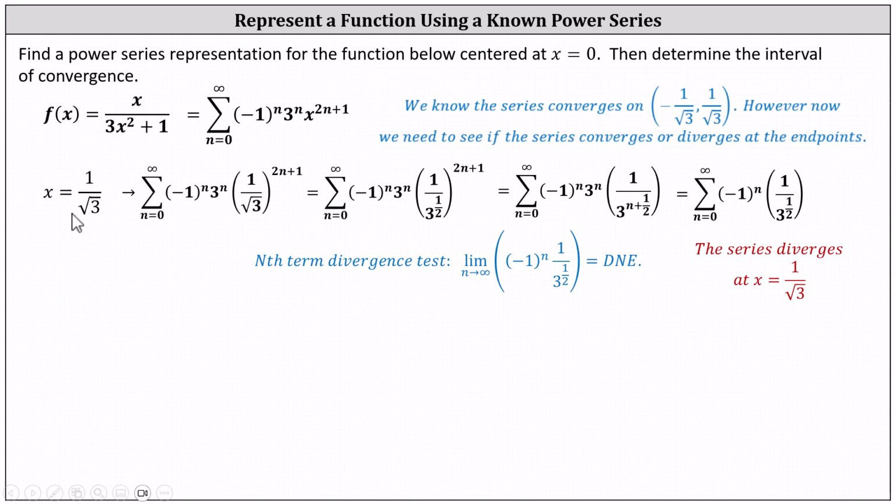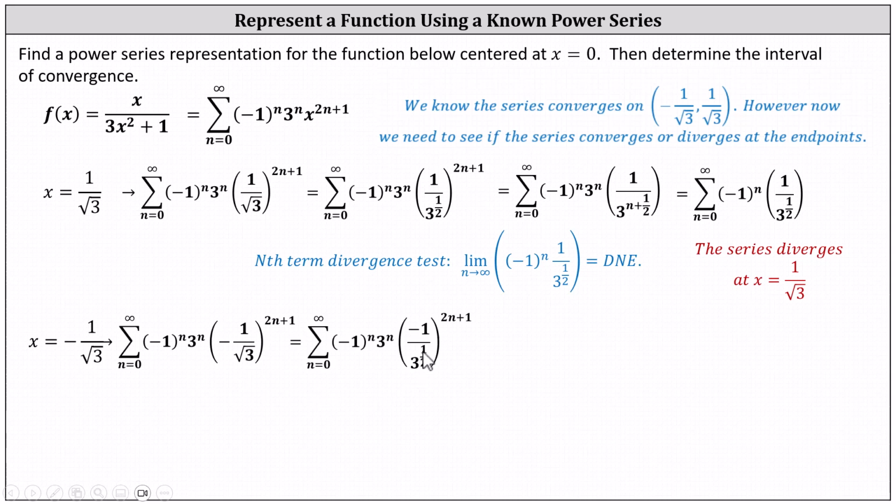And now we'll test x equals negative 1 divided by square root of 3. First step, perform substitution for x. Let's write negative 1 divided by square root of 3 as negative 1 in the numerator divided by 3 to the power of 1/2 in the denominator. And now again, we'll apply the exponent of 2n plus 1 to the numerator and denominator. Applying the exponent to the numerator, we have negative 1 to the power of 2n plus 1. In the denominator, again, we multiply the exponents, we have 3 to the power of n plus 1/2.